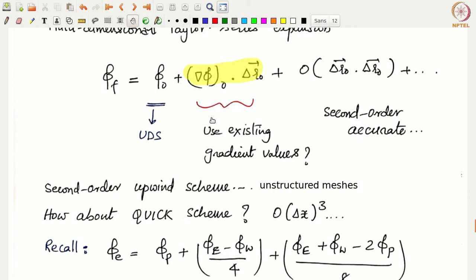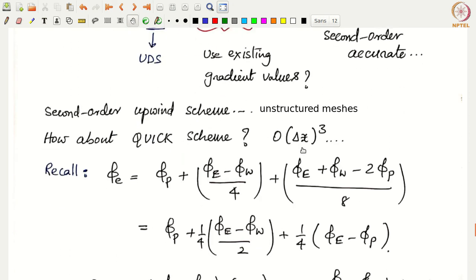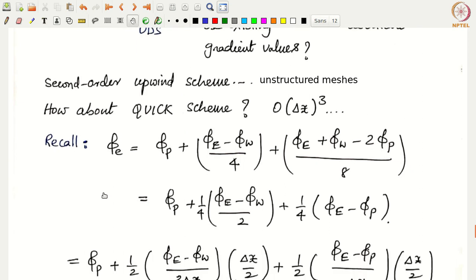Okay, there are multiple ways of doing this. Of course, you don't want to calculate the second derivative here and then include all those terms. So there is an alternative way that is used in the literature, which is basically generalizing the existing QUICK scheme on the structured meshes. So we start off with the QUICK scheme that we have on the structured mesh. Recall from our structured mesh implementation, if Fe is greater than or equal to 0, then phi little e equals phi p plus (phi east minus phi w) by 4 plus (phi east plus phi w minus 2 phi p) by 8. This is the original equation for the QUICK scheme that we have already developed.